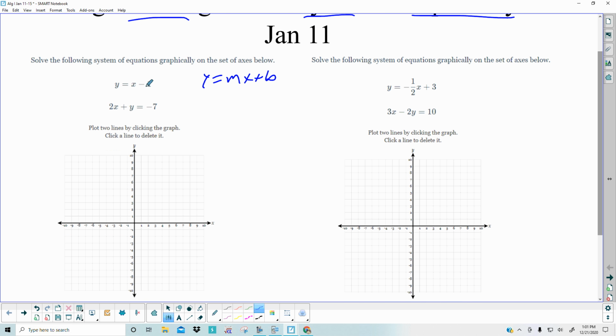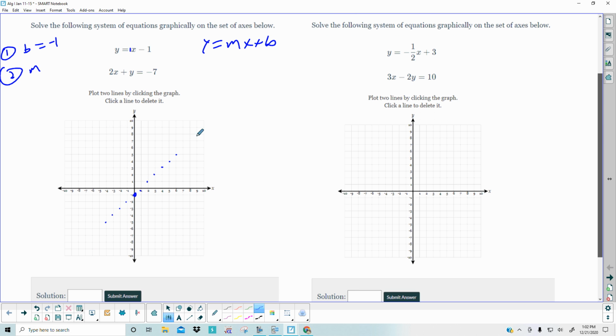To graph the one that's in slope-intercept, you identify the y-intercept first. So you go to negative one, then you identify the slope and graph that. The slope is one. So up one over one, up one over one, and so on. Or down one, back one, down one, back one. And there's your line. I'm going to hold off a second on drawing it because I don't want it to be too wonky.